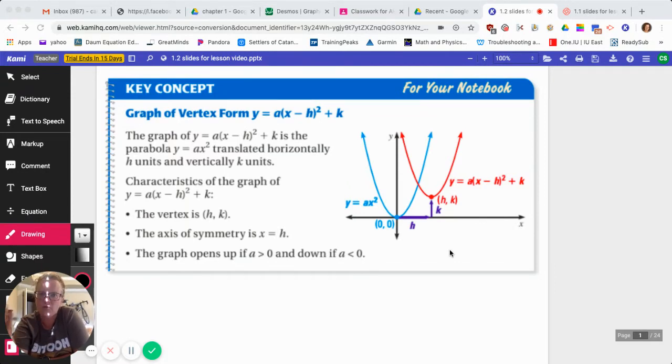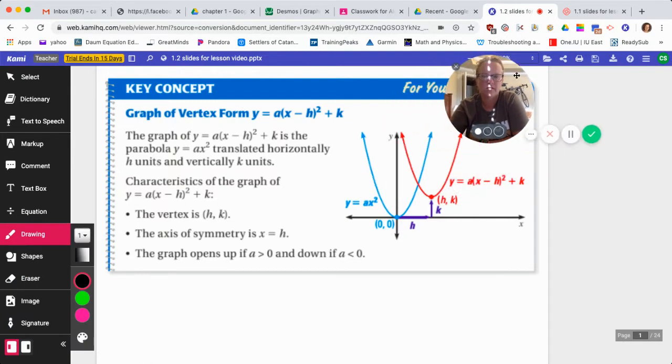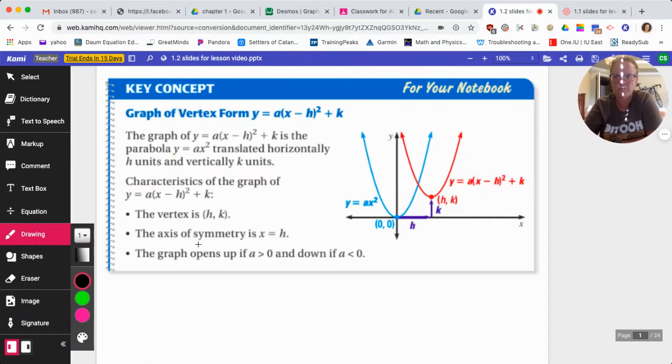So what is vertex form? What is intercept form? We're going to start out with vertex form, which you see right here. These are the key concepts. So vertex form is the form y equals a times the quantity x minus h squared plus k.